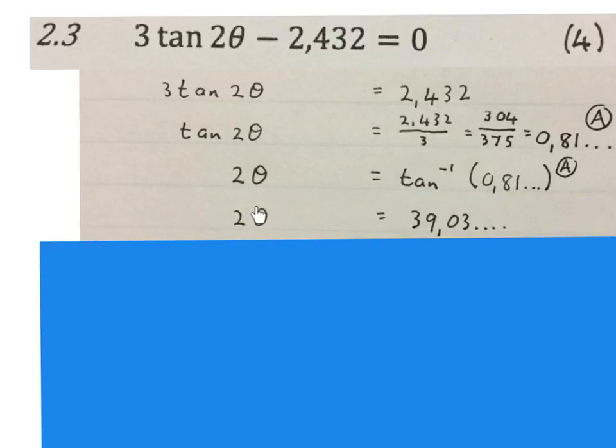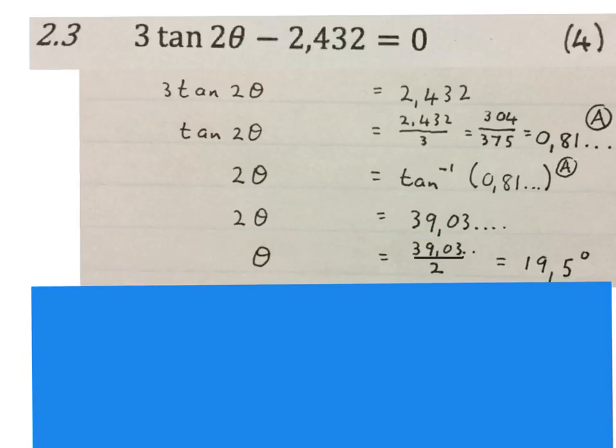Then we must get the 2 away from the theta. 2 times theta means I'm going to divide by 2 on both sides on the calculator. Remember, you do not have to write this step. You are not in grade 8 and 9 anymore. You can do it on the calculator and write 19,5 degrees immediately.